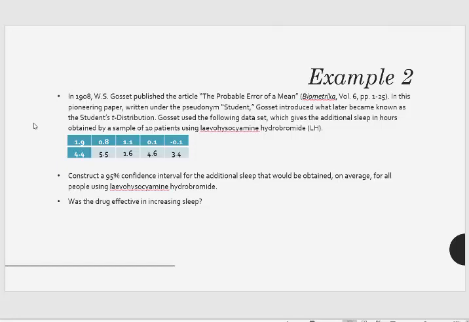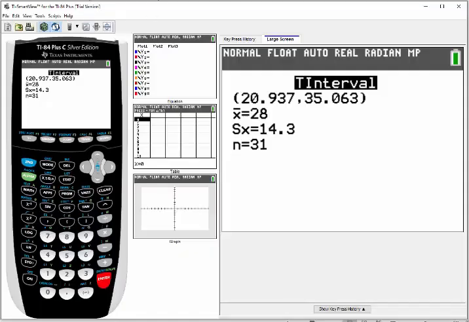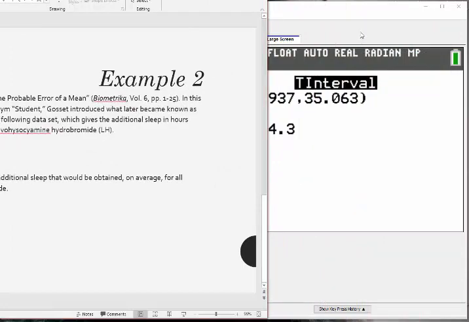So Gosset used the following data set, which gives the additional sleep in hours obtained by a sample of 10 patients using this drug, which we're going to abbreviate as LH. So what we have here is the additional hours that people got when they actually used this drug. What I want to do is construct a 95% confidence interval for the additional sleep that would be obtained on average for all people that use this drug. So first I have to take this data and plug it into my graphing calculator.